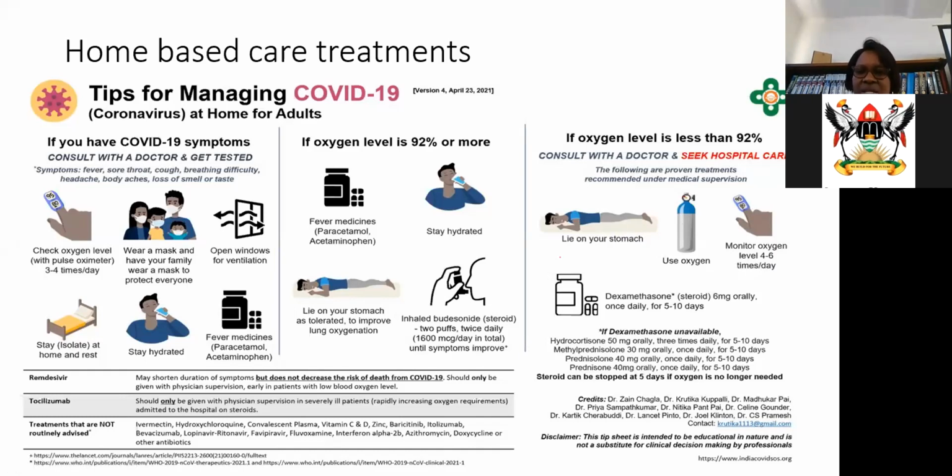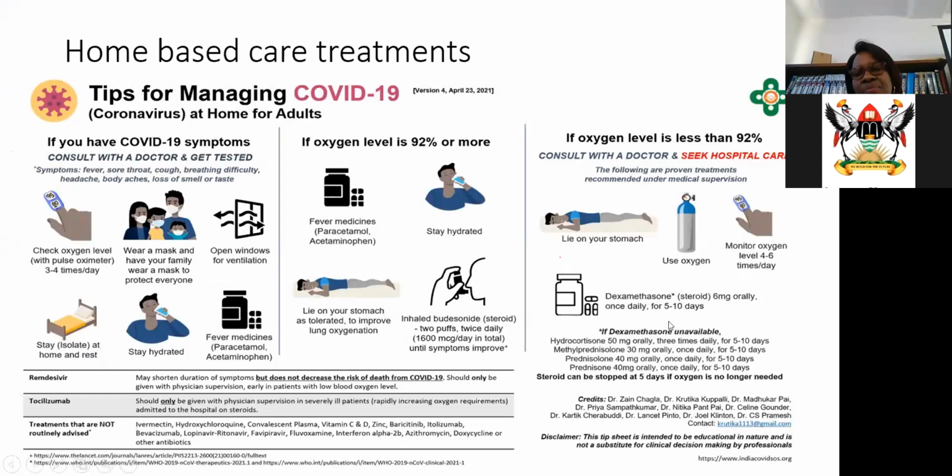Dexamethasone, I said, is a steroid. Other steroids available include things like hydrocortisone, prednisolone, prednisone. These are all steroids. They are anti-inflammatory drugs, but they have dangerous effects if taken. So we are not recommending them for patients who qualify for home-based care. That is patients who have mild, moderate, and those who are asymptomatic.